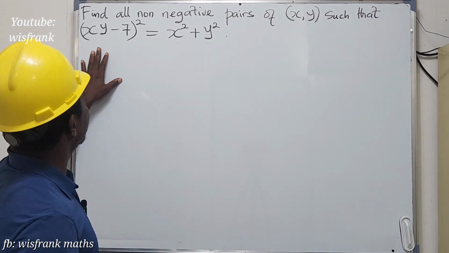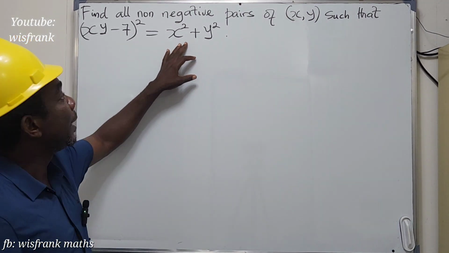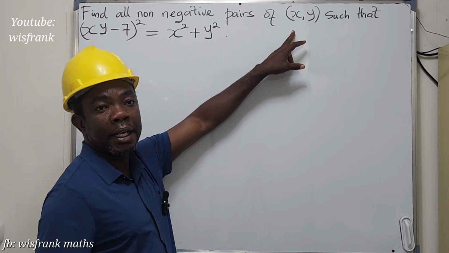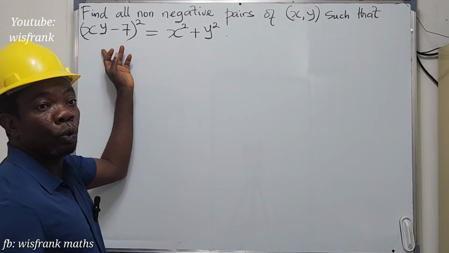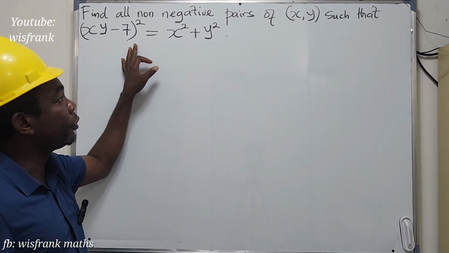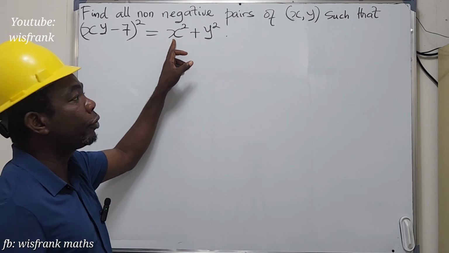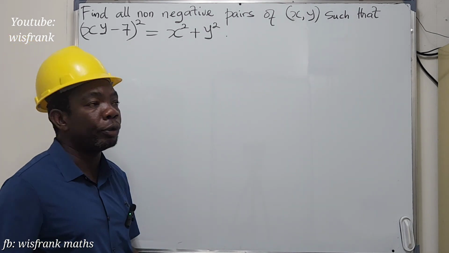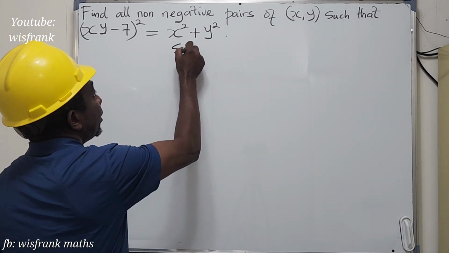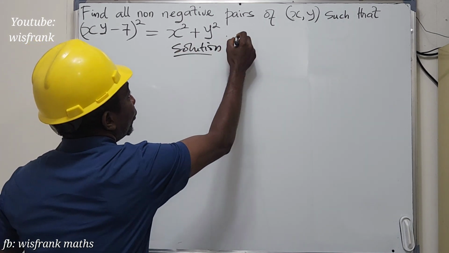Today we are looking at this question and it says find all non-negative pairs of x and y such that (xy minus 7) all to the power of 2 equals x to the power of 2 plus y to the power of 2. So we are going to solve this equation, and here we have a solution.